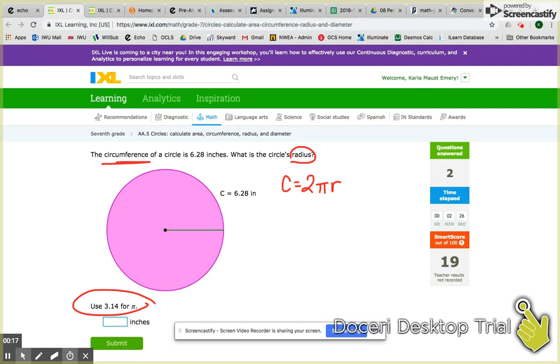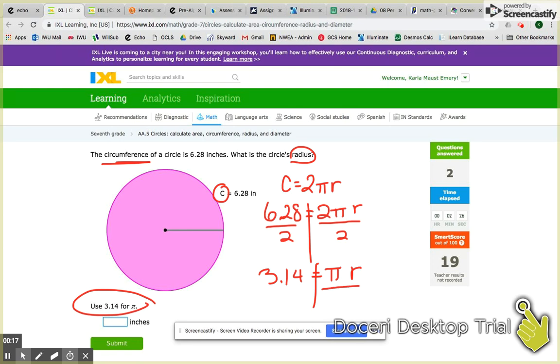We're going to say, okay, I know my circumference is 6.28, so I'm going to put that in for C. I'm going to put 2 pi and then r. And what I have to do now is divide each side by 2 first, okay? So I do 6.28 divided by 2. Well, I can put that in the calculator. When I put that in the calculator, I get 3.14 is equal to pi times the radius.